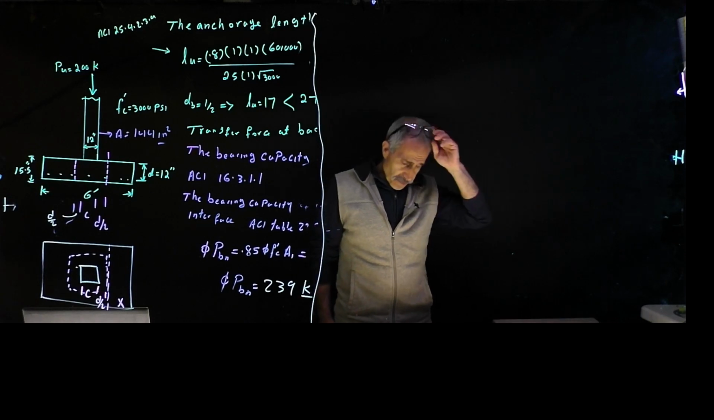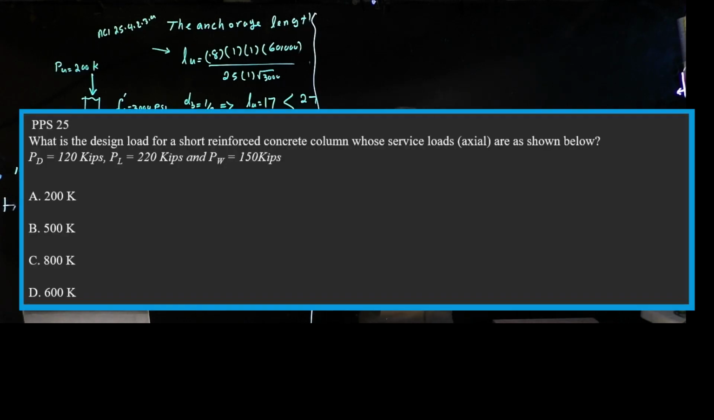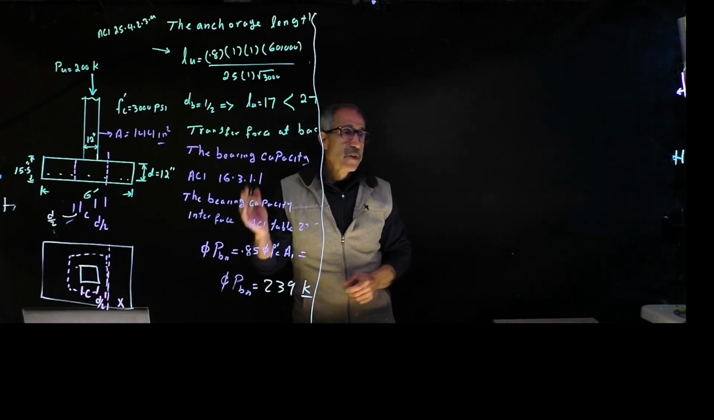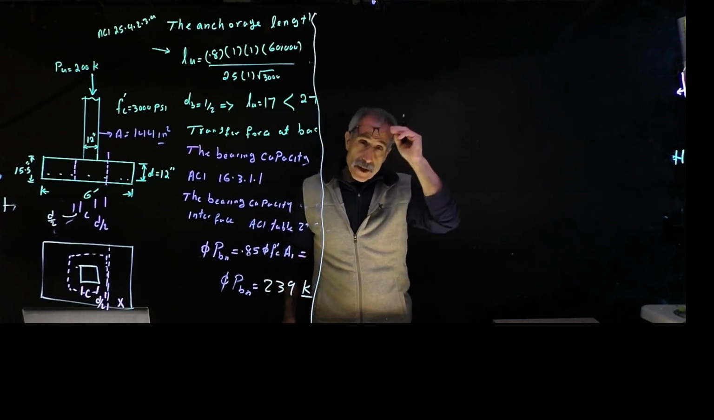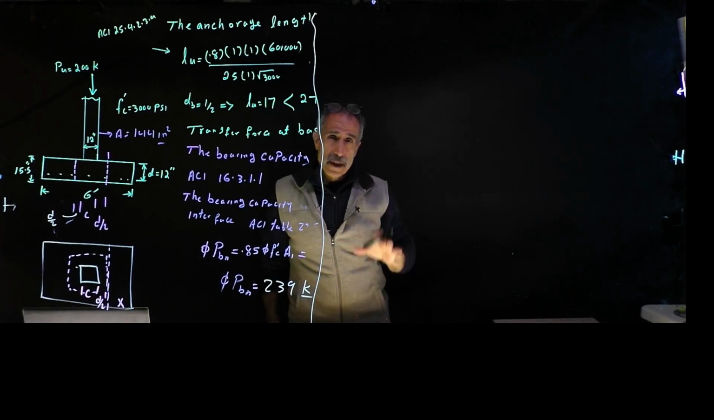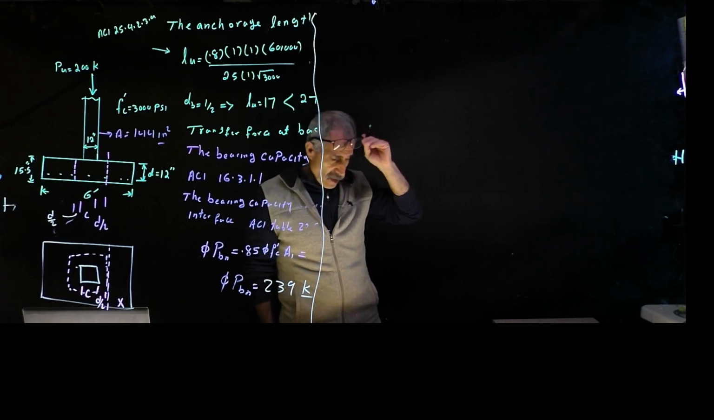Here's the first problem. It says, what is the design load for a short reinforced concrete column whose service loads are shown below? Remember, when you're using concrete, you have to use the LRFD method, so that means you have to add your load based on ASCE 7. One of the important things is for you to go to your FE handbook and know that in and out, because that's all you're going to have in the exam. So this is very easy.